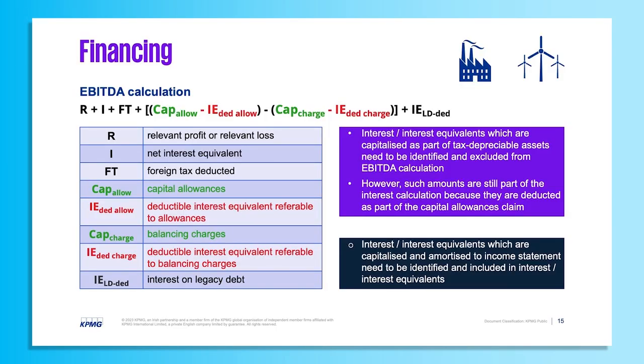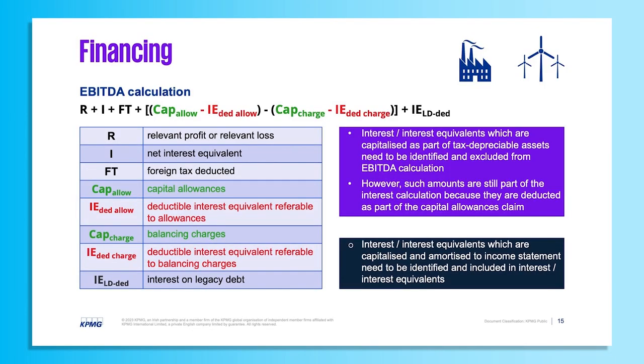Moving on to the next slide, consideration must also be given to items of interest or interest equivalent that may be hidden or included in other charges booked to the income statement. For example, where interest or interest equivalent on borrowings used to acquire an asset is capitalised to the cost of that asset and is subsequently amortised through the income statement. These amounts need to be identified and included in calculating net interest equivalent. If interest is capitalised to an asset on which capital allowances are claimed, the interest element included in the allowances claim must be identified and split out from the allowance referable to the cost of the asset.